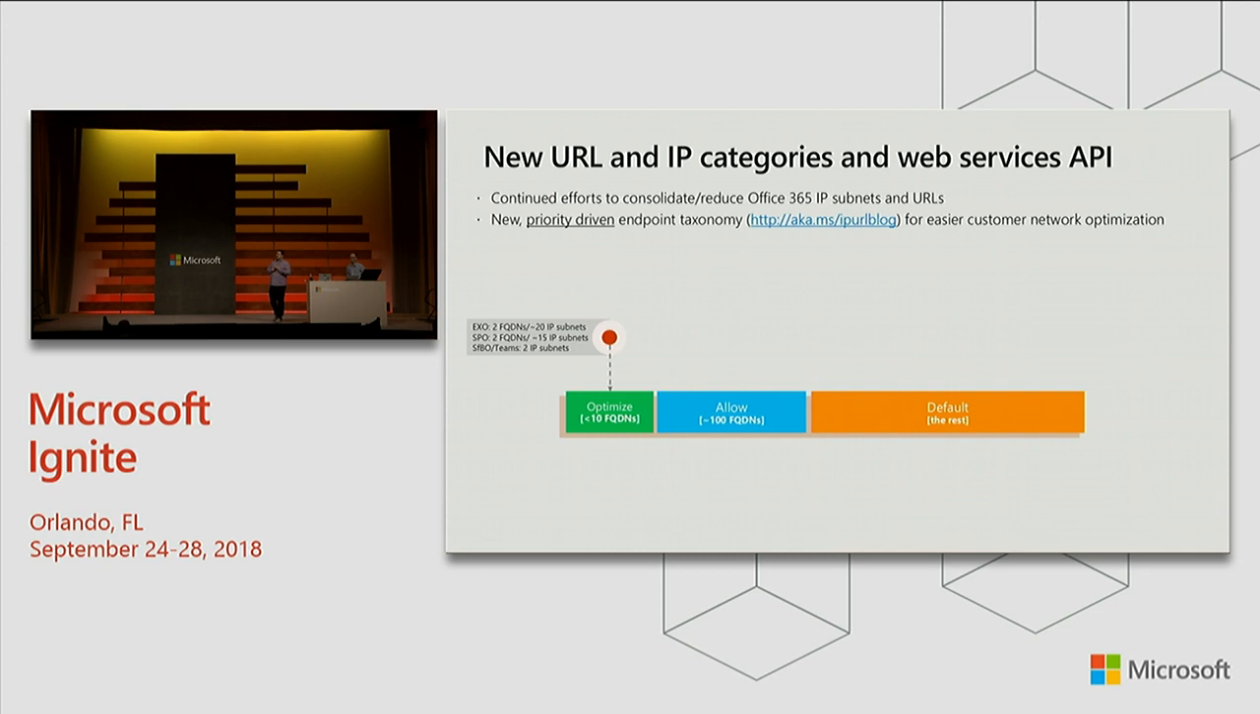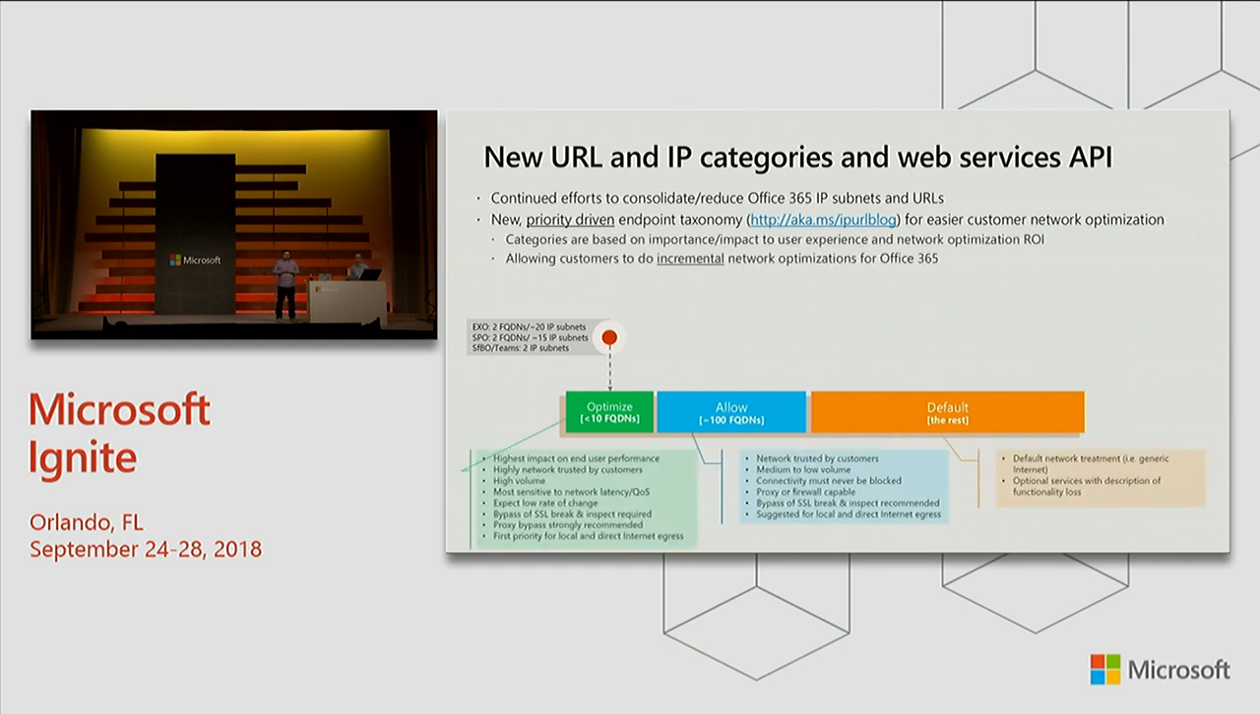If you optimize these, that's somewhere in the region of 70 up to 90% of the volume of traffic in terms of bandwidth, transaction count, and connection count from that very small list. So you can now focus on that very small list, optimize them, and deal with the allow and default buckets separately, which hopefully makes that process much easier.